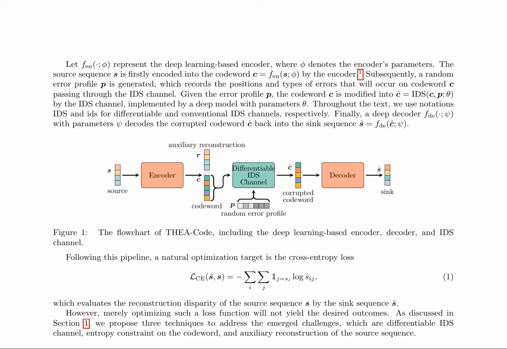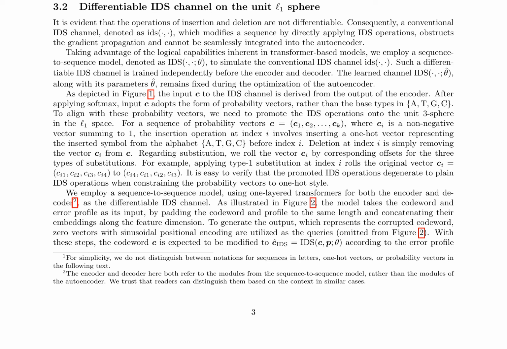The research paper discusses the development of a novel deep learning-based coding scheme, dubbed the THEA-Code, which addresses challenges in integrating deep learning methods with coding theory. The scheme employs a differentiable IDS channel, an entropy constraint on the codeword, and auxiliary reconstruction of the source sequence. The differentiable IDS channel, implemented using a sequence-to-sequence model, simulates conventional IDS operations, allowing for gradient propagation.